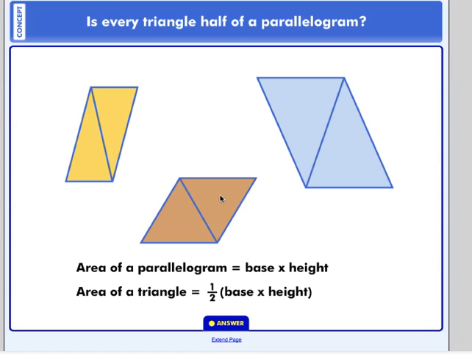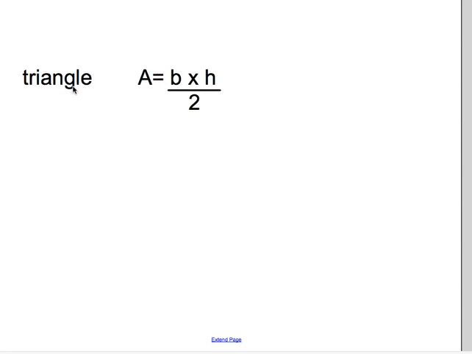Anyway, it doesn't matter. So because of that, since we know that the area of a parallelogram is base times height, the area of a triangle is going to be half as much as that. Half times base times height. Another way of looking at that formula is base times height divided by 2. So on your area formulas page in your notebook, we need to add the formula for triangle. Okay, so write this down. Triangle. Area equals base times height divided by 2.